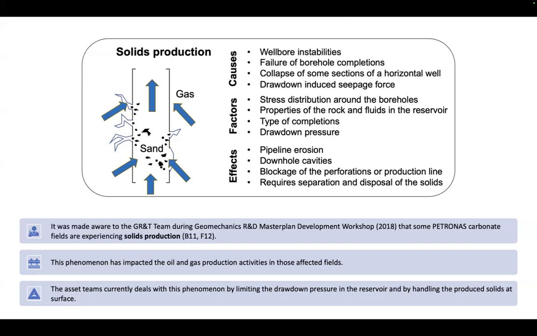It can have bad effects, like an unwanted effect on the production because of pipeline erosions. It can generate downhole cavities, and can even generate blockage of the perforations or the production lines. Most importantly, if this happens in a production well, it can require separation and disposal of the solid at surface, which is very costly, and it must be avoided.